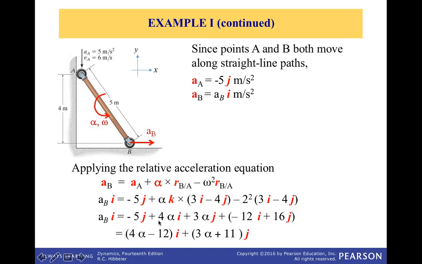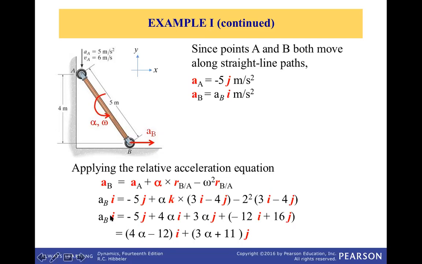Now putting all the j terms together and then the I terms together on the right, you get 4 alpha minus 12, okay? 4 alpha minus 12. For the J component, you have 3 alpha, okay? And then minus 5 plus 16 gives you 11. All right, so this is the J component.